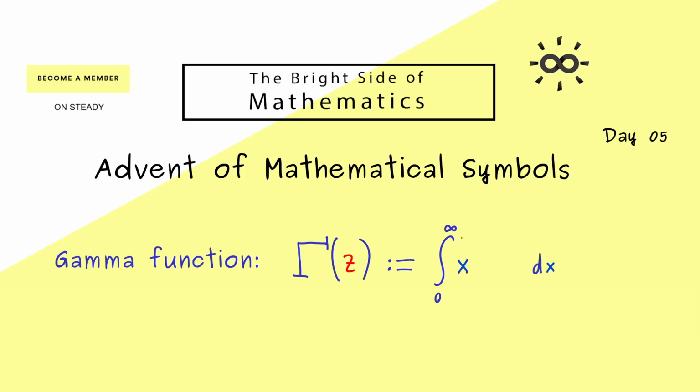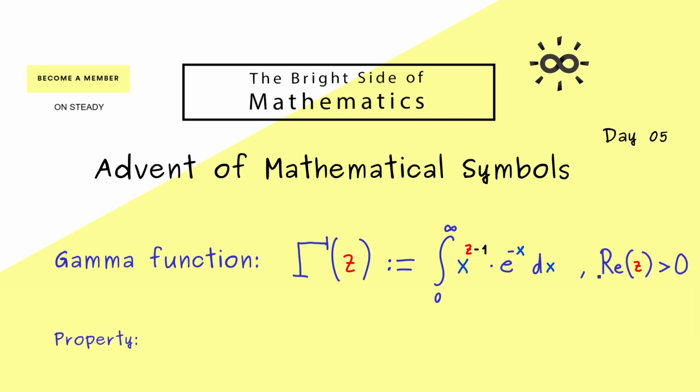And the number z from the left-hand side we find here in the exponent of x, because it's x to the power z minus 1. Moreover, this is then multiplied with e to the power minus x. So you see, this is not a simple definition for a function, and to make it even more complicated, I can tell you this z could even be a complex number. However, then we need that the real part of z is positive.